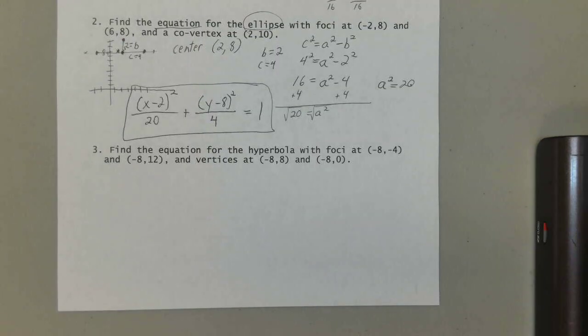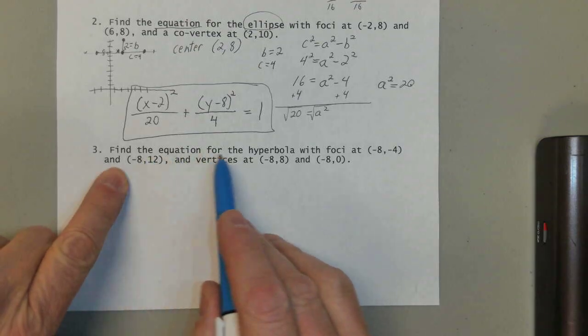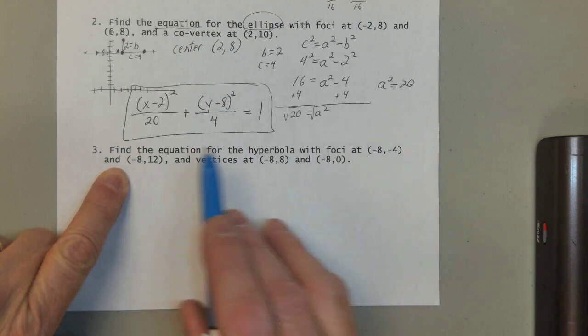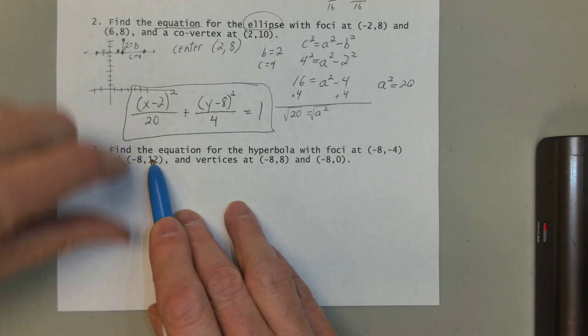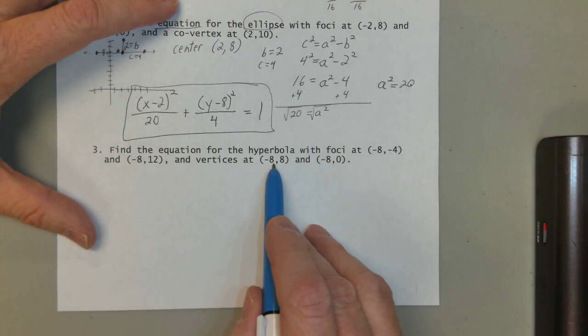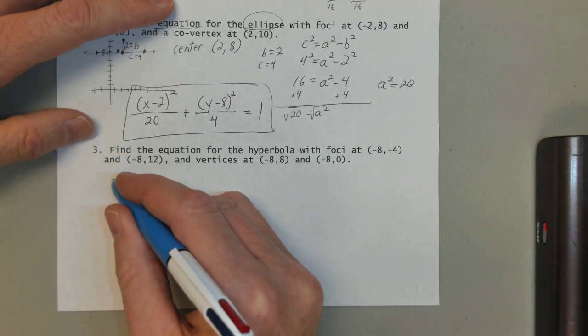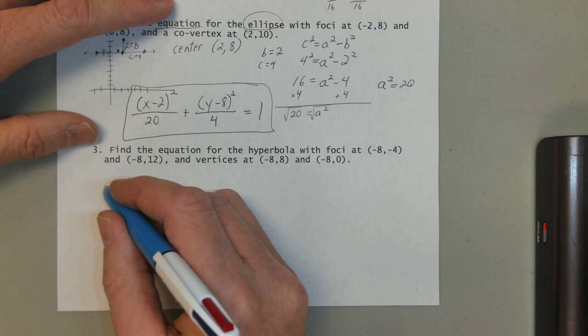Alright, second video here. We'll start with number 3. Find the equation for the hyperbola with foci at (-8, -4) and (-8, 12), and vertices at (-8, 8) and (-8, 0).